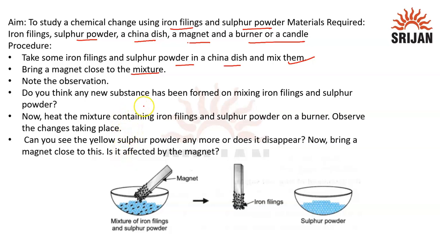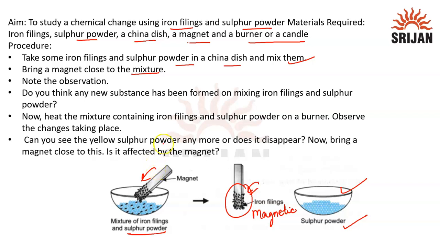Do you think any new substance will be formed on mixing iron filings and sulfur powder? We will see that when we mix iron filings and sulfur powder and bring a magnet to it, the iron filings, which are magnetic in nature, will get attached to the magnet and the sulfur powder will be left behind. This means no chemical change has happened when we mixed both of them. Iron retains its properties, sulfur has its own properties, so iron gets attached to the magnet.